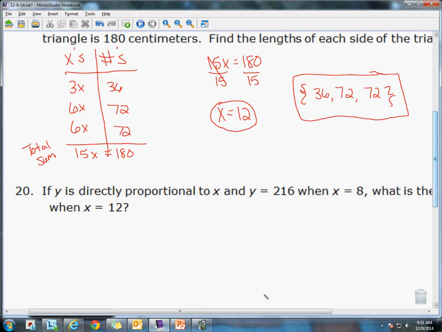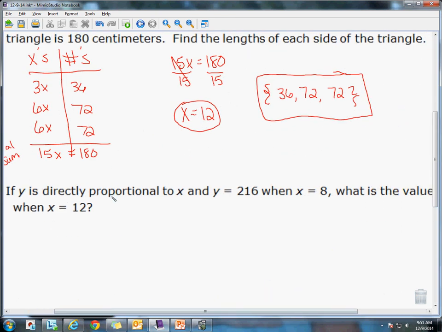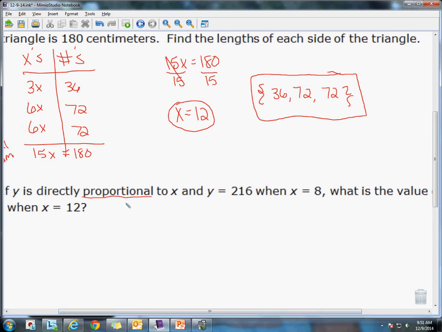All right, last one. If y is directly proportional, here's your keyword, to x and y equals 216 when x equals 8, what is the value of y when x is equal to 12? Keyword right here, directly proportional. So all we're going to do is set a proportion. It doesn't matter if you put y's on top and x on bottom, or x on top and y's on bottom, as long as you keep it the same. So y is 216 when x is 8. What is y when x is 12?